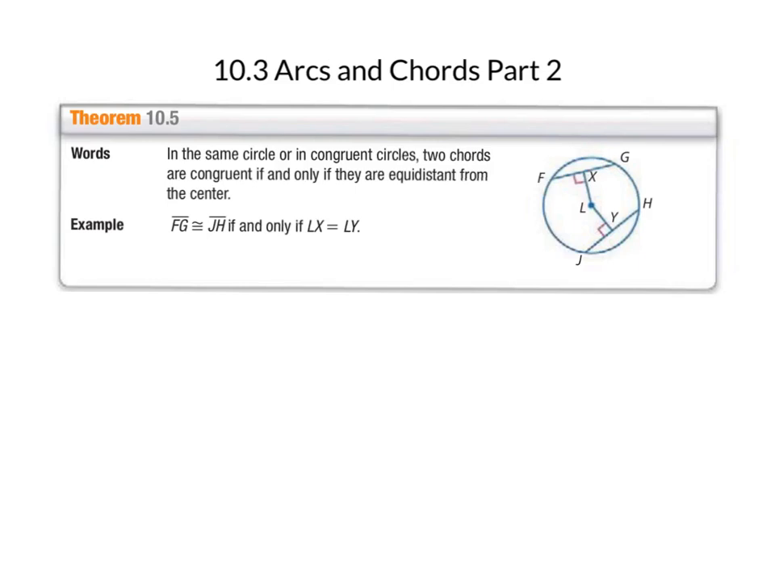The theorem says that if you have the same circle, or two congruent circles, and you take any two chords in the circle, they're going to be congruent if, and only if, they are the same distance from the center.